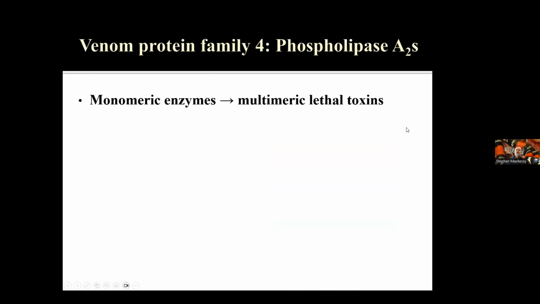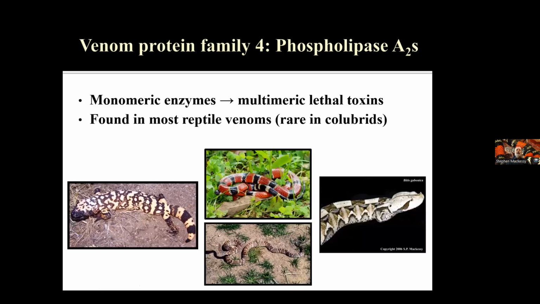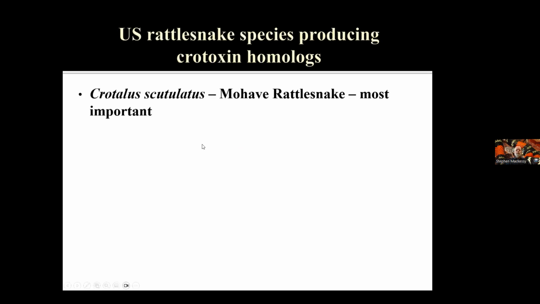Phospholipases, as we mentioned, are in fact broadly distributed across many venomous reptiles, and they can be either monomeric enzymes or they can in fact form multimeric toxins, and those tend to be highly lethal toxins. They're also found in things like beaded lizard and Gila monster venom. And so we see these in some of the rear fang colubrid snakes, such as this lyre snake here. But the elapids and the viperids almost all have phospholipase A2 of one sort or another. Some of these are actually potent neurotoxins, and these are the crotoxin homologs.